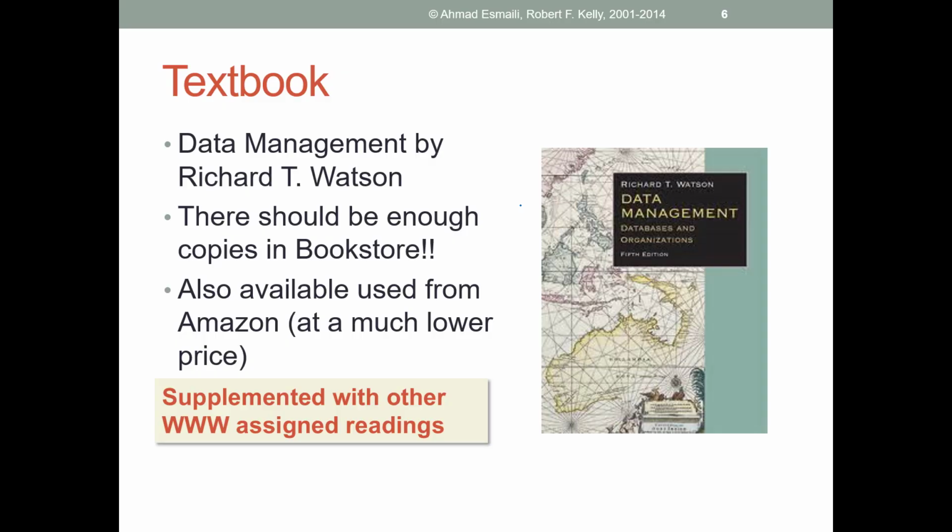Well, we do have a textbook, although it is not required. If you want, you can get this textbook, but I believe my lecture notes and the video recordings are going to be enough for this course. But yes, if you're interested, you can get this textbook, which is Data Management by Richard T. Watson.